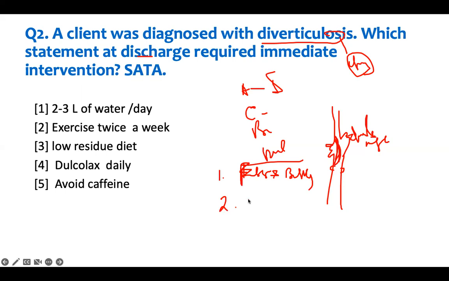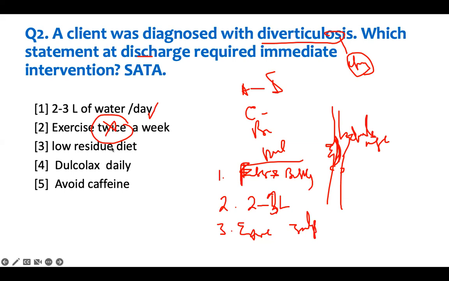2, we need 2 to 3 liters of water a day. And 3, we have to exercise 3 times a day, at least. And this is all you need. Therefore, 2 to 3 liters, good. Exercise twice a day, negative. So watch out for partial answers. Exercise, fine, but read the whole thing. It's twice. It's not adequate.